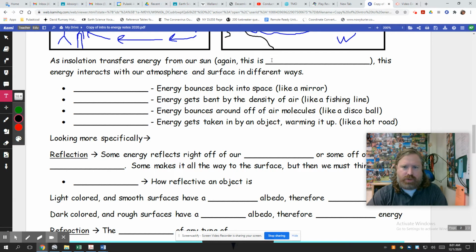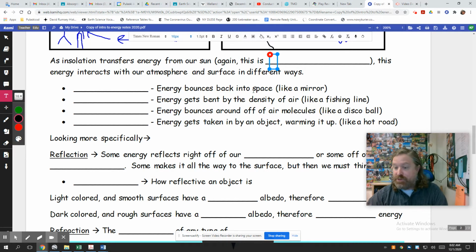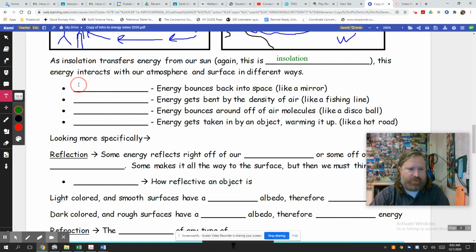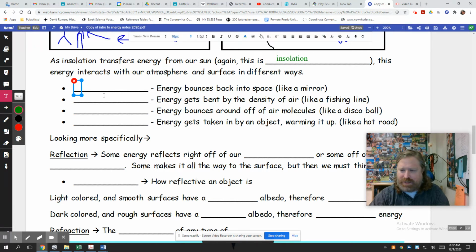But let's do a quick and dirty version of what are the things that can happen to this energy as it's coming at us. This insolation, incoming solar radiation. Well, it interacts with our surface in a bunch of different ways. Some of these you might just not overthink, like reflection.